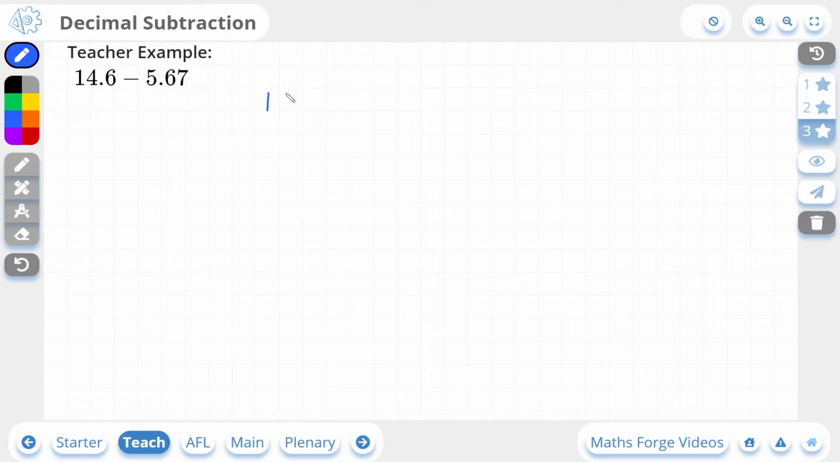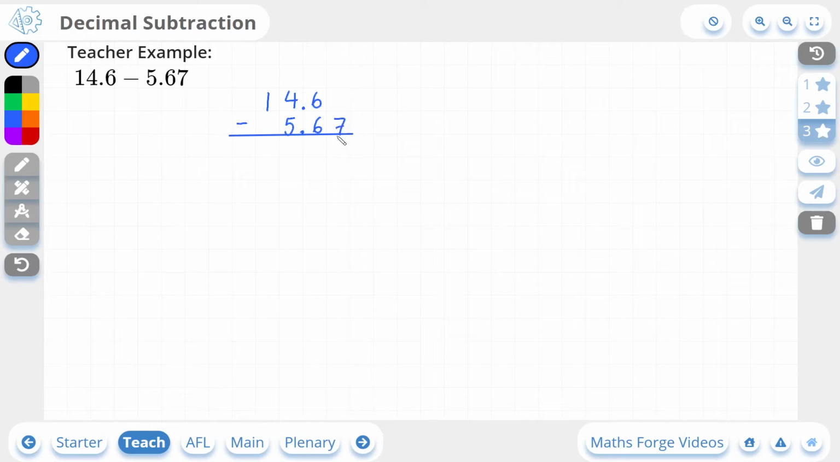So we have 14.6 minus 5.67. Now, since the 5 doesn't have any number in the tens column, I'm just going to start writing it from here. 5.67. Okay. Let's rule off. Always put your minus symbol to the left of all of the numbers. Okay, so let's start from the right.